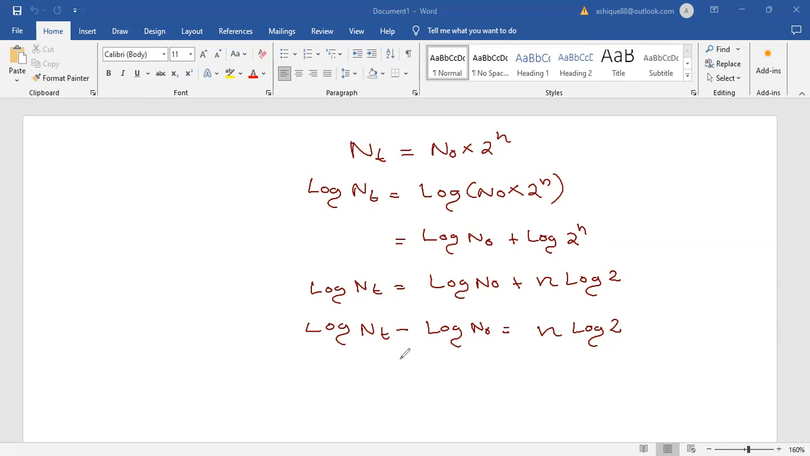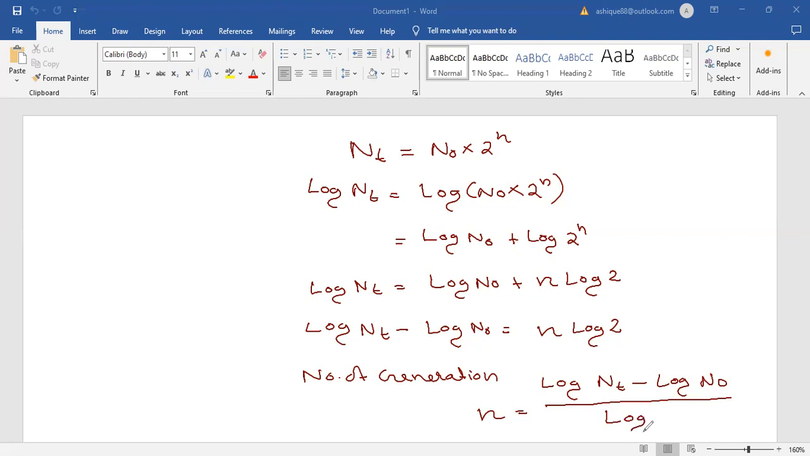So I am looking for the number of generations. If I have all the values, what is the number of generations? If it is a question on the number of generations, then N is equal to log NT minus log N0 divided by log 2. By applying the values into this, I can get the number of generations if NT is already given.